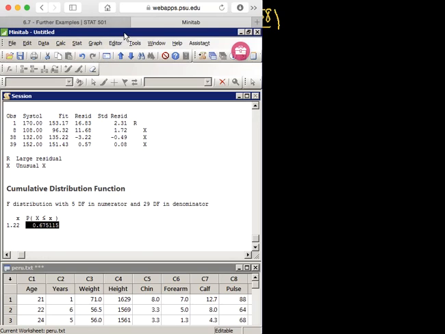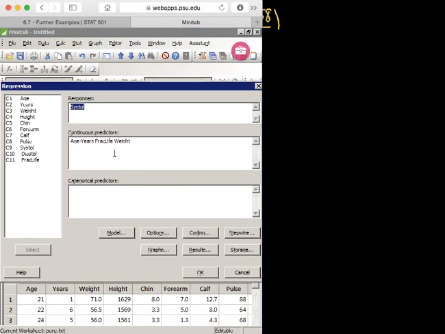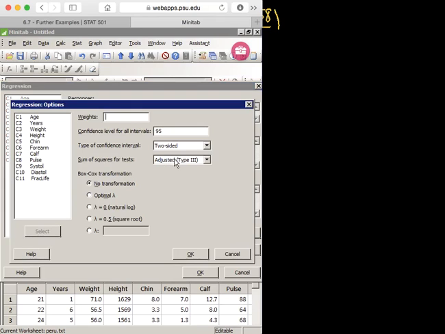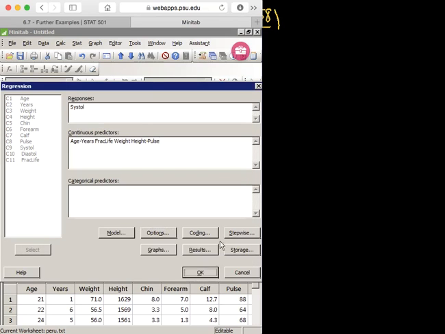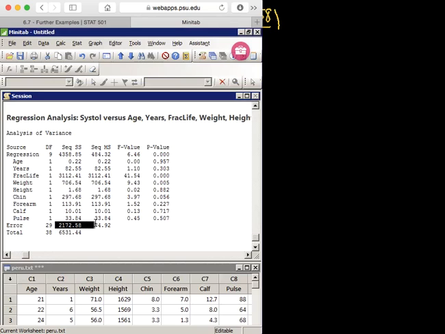So that's the first way of calculating the test statistic. The other way is to calculate a partial F statistic. To do that, we fit the complete model. So I need to put those 5 predictors back in now. If I click Options, I can change the sum of squares for the tests from adjusted to sequential. And now if we look at the ANOVA table, sum of squared errors is the same as it should be, but the difference is we have sequential sums of squares now.